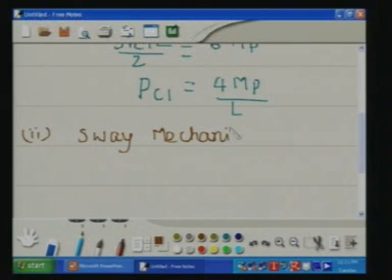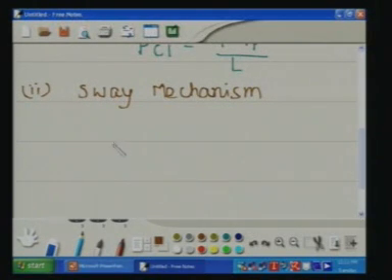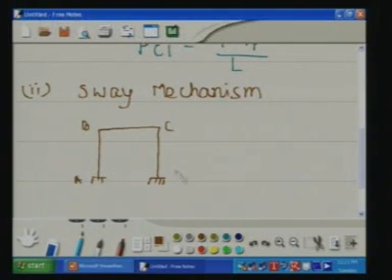In the sway mechanism, the hinges are formed at all the 4 joints, and the structure falls down because of the lateral load. So, this is our structure, and the hinges are formed at all the 4 points A, B, C and D. So, here, here, here and here.